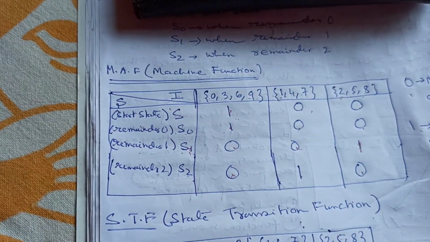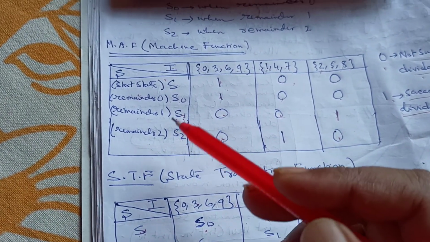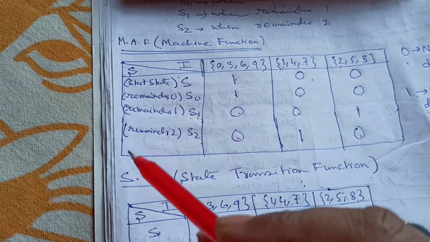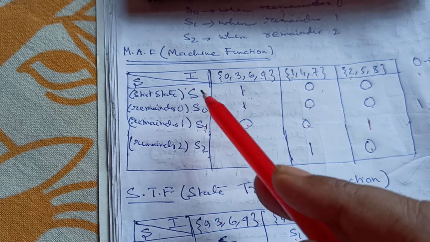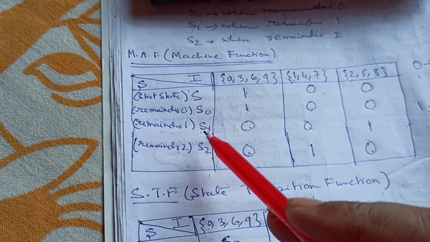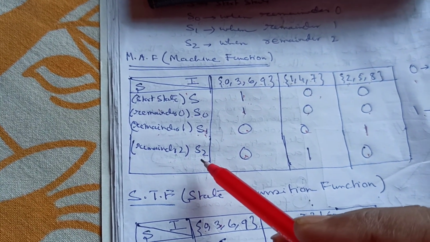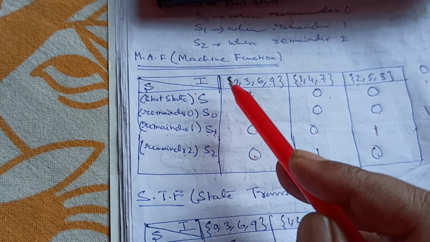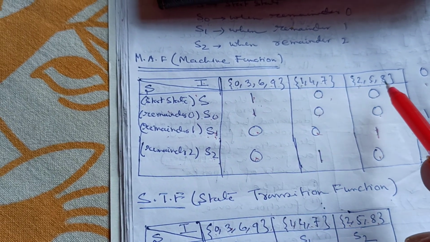Okay, next we are designing the machine function. So what is the machine function? Now we have taken states on one side and inputs on the other side. So these are the various states. S, that is the starting state, S0 when the remainder is 0, S1 when the remainder is 1, and S2 when the remainder is 2. Now we have divided the inputs into 3 parts.